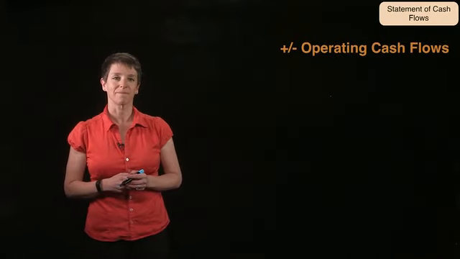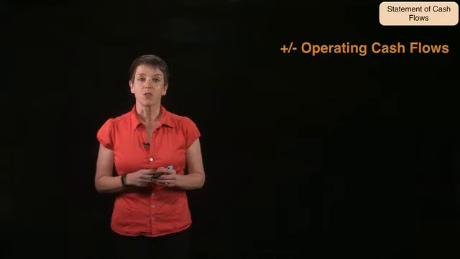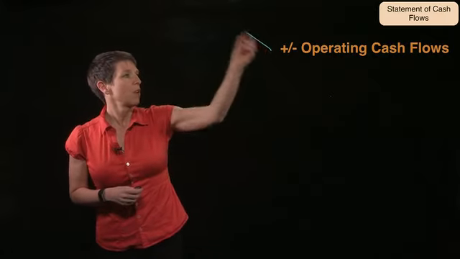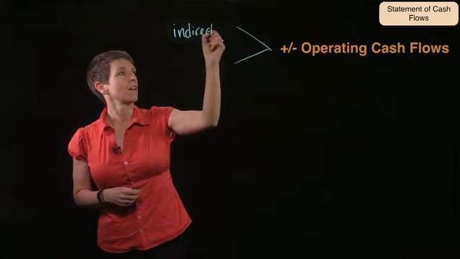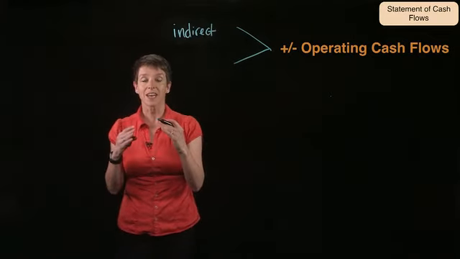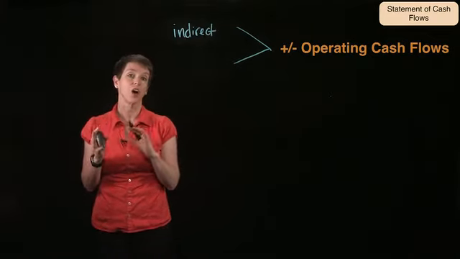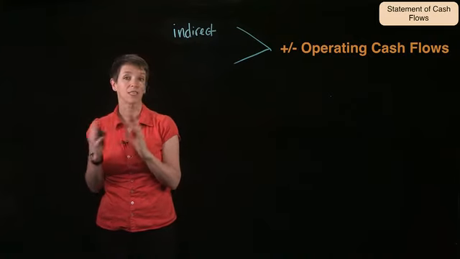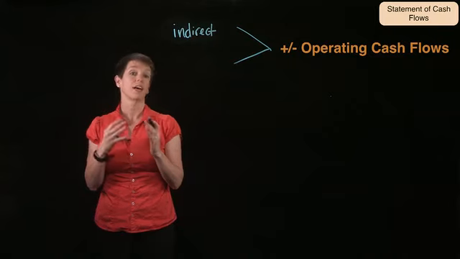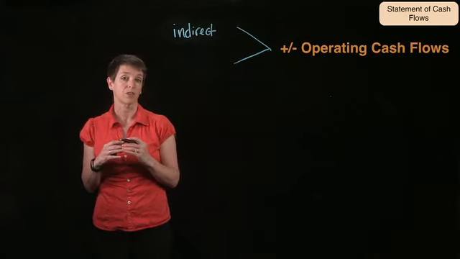The first section of the cash flow statement that we'll talk about is the operating cash flows section. There are two methods we use to prepare this section. We can use the indirect method, which starts with net income and makes adjustments for non-cash items or adjustments to move from accrual accounting to cash accounting, and then comes to operating cash flow.